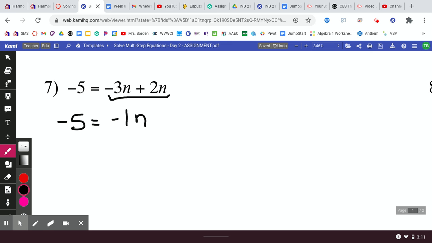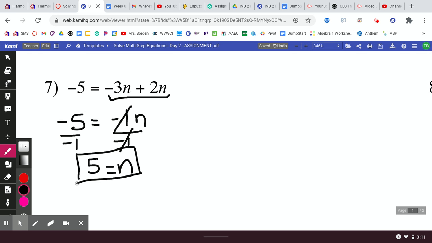And then my n's not by itself because that negative's there, and I can't have a negative variable as my answer. So I have to divide by a -1 and divide by a -1. Those cancel out, which is what I wanted, leaving n. And then on the other side, -5 divided by -1 is +5.